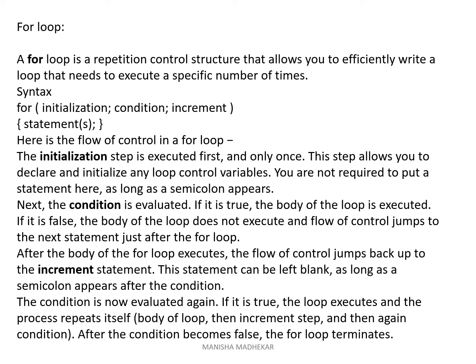Here is the flow of control in a for loop. The initialization step is executed first and only once. This step allows you to declare and initialize any loop control variables. You are not required to put a statement here as long as a semicolon appears.